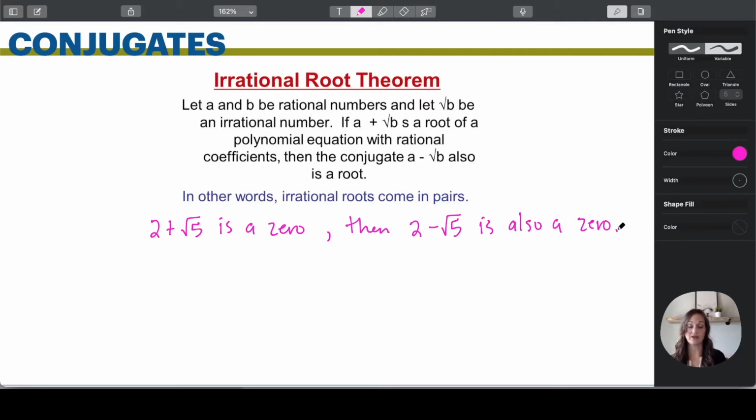They come in pairs, always. It is called the irrational root theorem. So if negative square root of 7 is a 0 of a polynomial, therefore the positive square root of 7 is also a 0. Again, they come in pairs. You cannot have one square root without its conjugate.